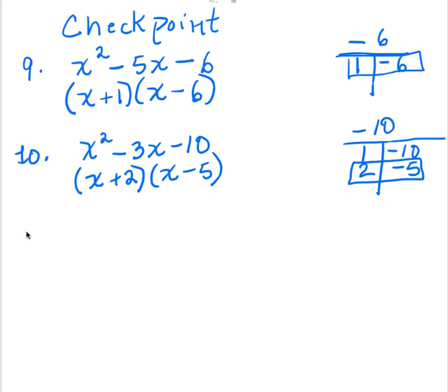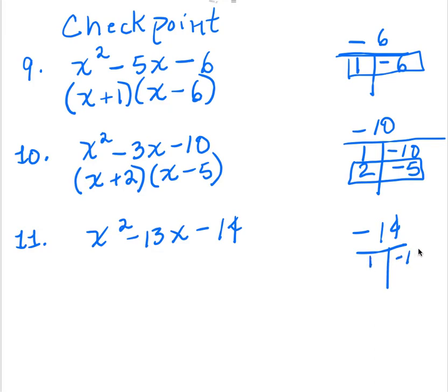All right, number 11. Okay, x squared minus 13x minus 14. Okay. All right, so I'm looking for factors of negative 14 that are going to combine into negative 13. Yeah, I think I already know what that is. And of course, the larger absolute value is going to belong to the negative factor. Okay, so that's 1 and negative 14, right? So that's going to be x plus 1 times x minus 14.